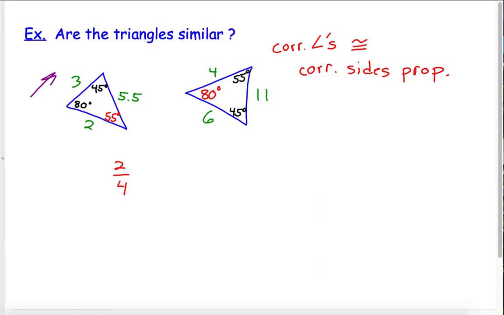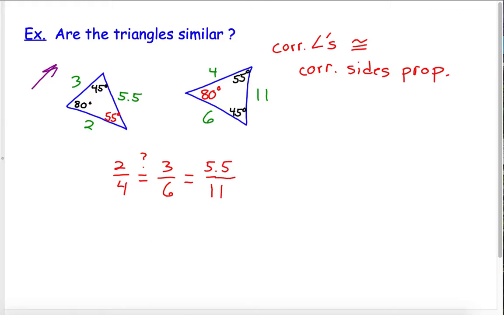Okay, and so now I'll pick the next biggest side, which is 3, and the second biggest side here would be 6. So does that equal 3 over 6? And does that equal the last two sides, 5.5 over 11?